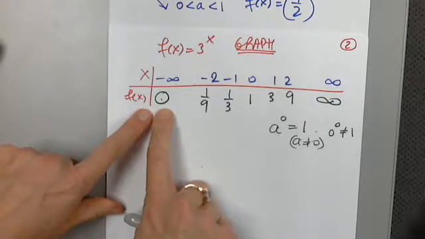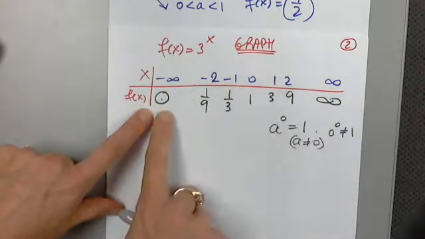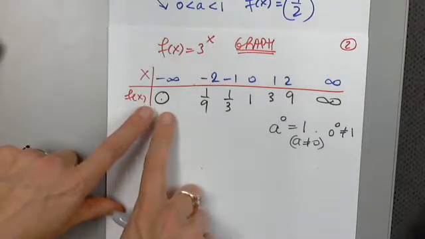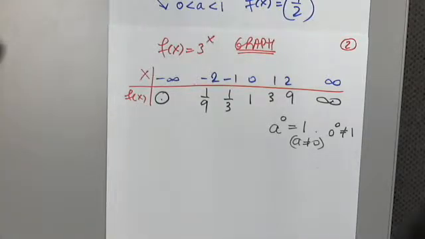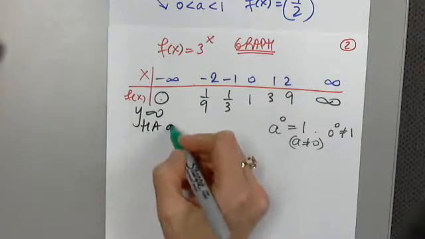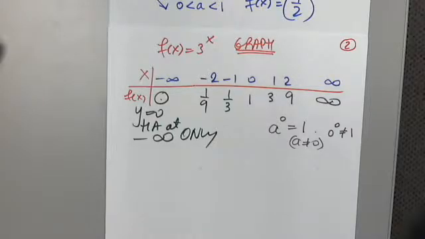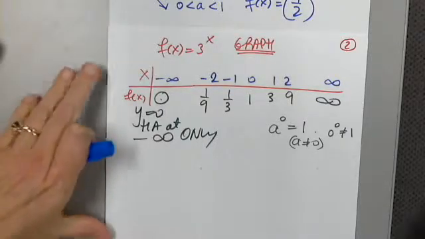What does this mean? When x approaches negative infinity or positive infinity and the function values approach a number, this is called? We've seen this in rational functions. Horizontal asymptote. So y equals 0 is a horizontal asymptote at negative infinity only. There is no asymptote on the other side. Good. Let's graph the function.